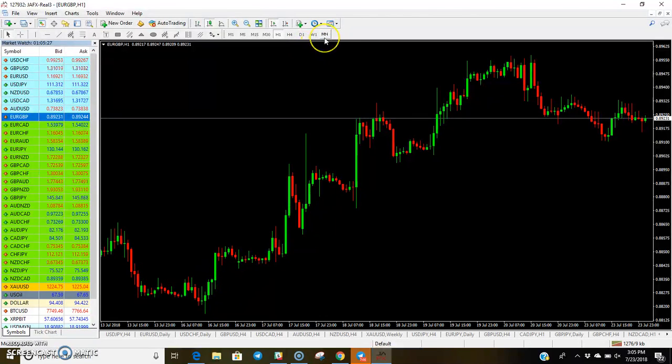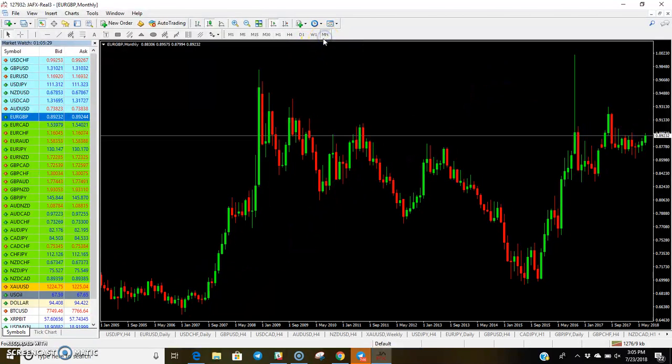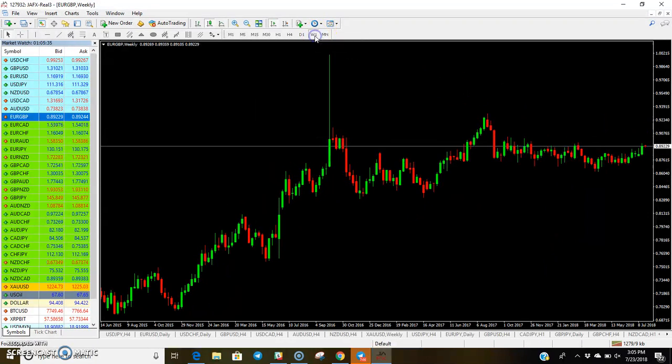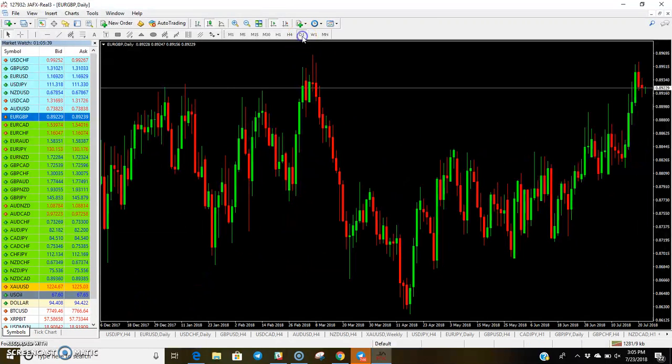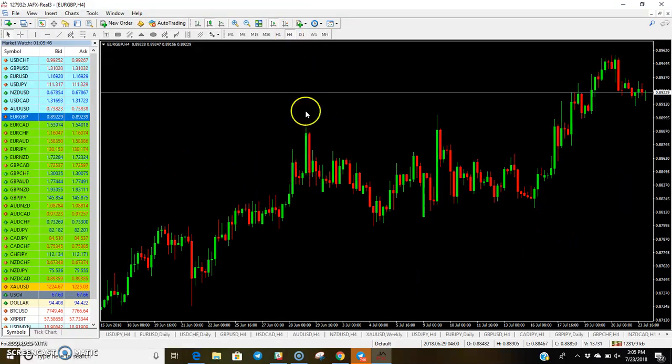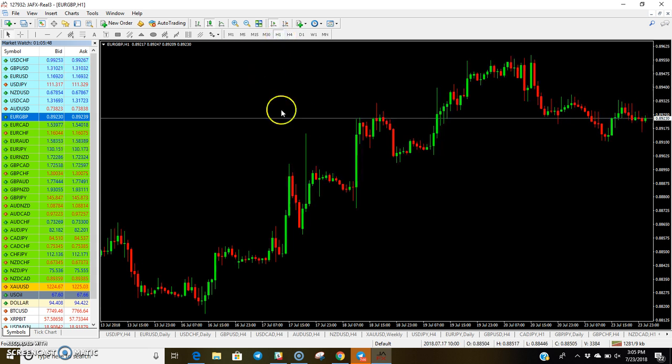You've got a lot of time frames to look into. You've got a monthly time frame, where each candlestick represents 1 month. If you look at the weekly, each candlestick represents 1 week. The daily, each candlestick represents 1 day. 4 hours, each candlestick represents 4 hours, and so forth. 1 hour.